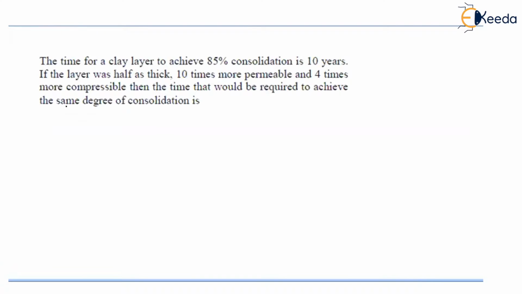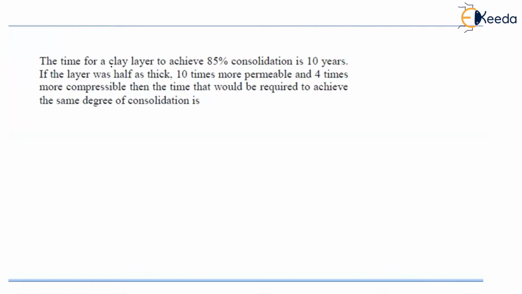Now, let us first read the question. The time for the clay layer to achieve 85% consolidation is 10 years. If the layer was half as thick, 10 times more permeable, and 4 times more compressible, then the time that would be required to achieve the same degree of consolidation. Okay, so as so many parameters are included here, let us divide it one by one.